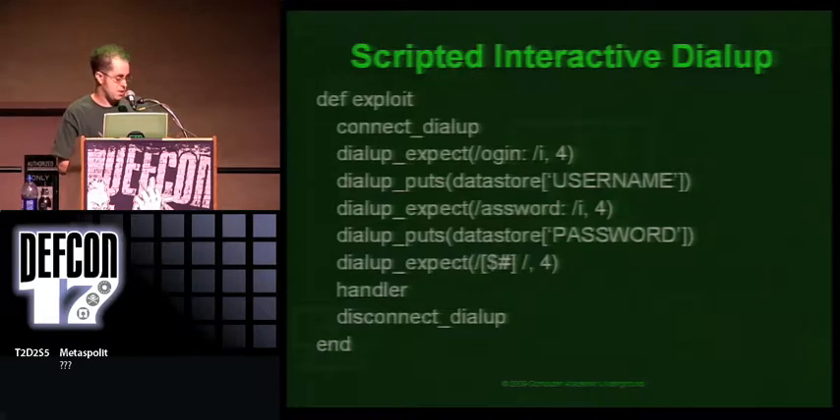In that particular example, I logged in manually. This is a scripted interactive dial-up using the expect method that I mentioned earlier, which will match on regular expressions. As you can see, it does the connection. It looks for the login prompt. It sends the username that you have stored in your datastore, looks for the password prompt, and so forth. Then once you're actually logged in, it'll call the handler, which will drop you down to interactive mode for your session.